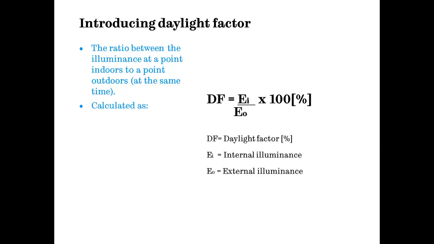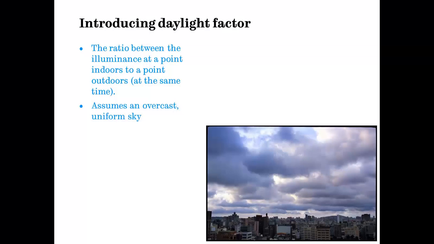So if I was to try and calculate a daylight factor for this room now, I could take an illuminance level reading here. I could then take a reading outside at the same time, and the proportion would give me the daylight factor. And in simulation and assessment, this is assuming an overcast uniform sky.